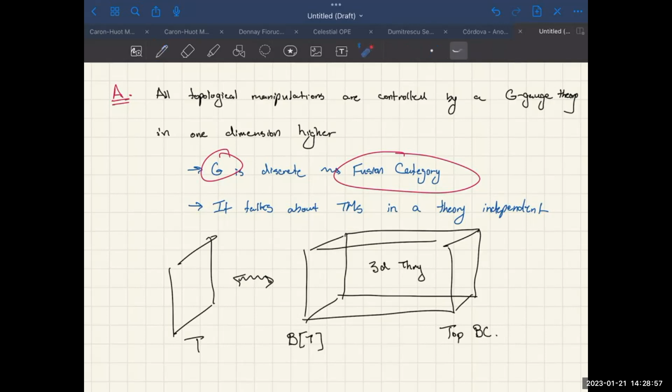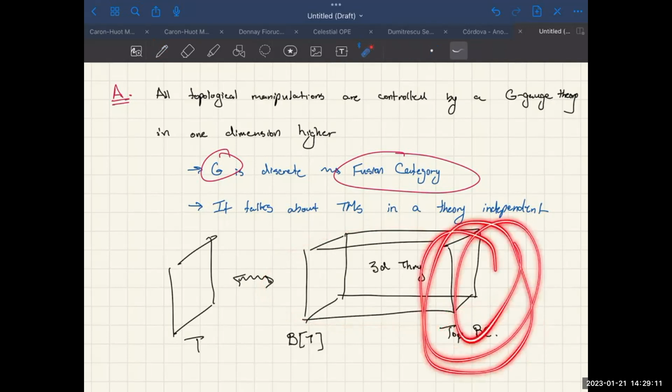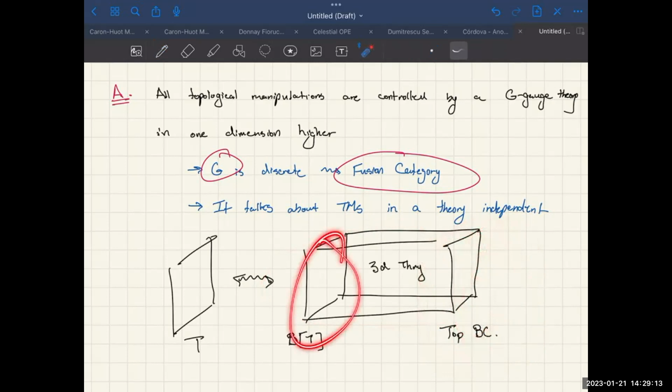In some sense, we've quite literally separated the local questions from the topological questions, from the global questions, by using this picture. Then all the topological manipulations are just questions about this side of the picture here. That's why it's theory independent, because I literally separate the degrees of freedom and can only talk about this. That's the point of the picture. It's a bulk boundary relation which isn't even holographic per se. It's something else.